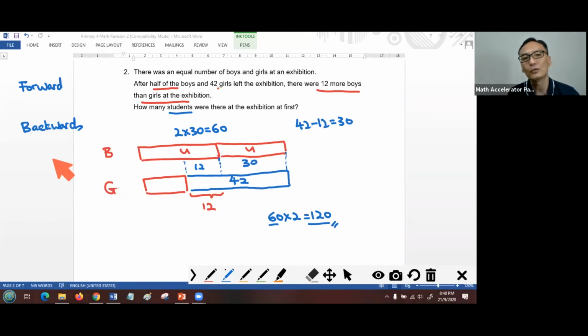Can you let me know which one is your preferred method, forward or backward? F for forward, B for backward. You can use both, just that which one can you remember? Okay, you can use forward. Okay, most of you prefer forward, right? Forward. Right, so let's move on from here.